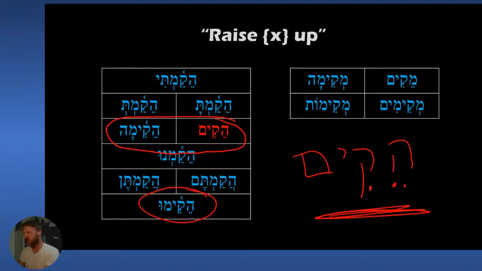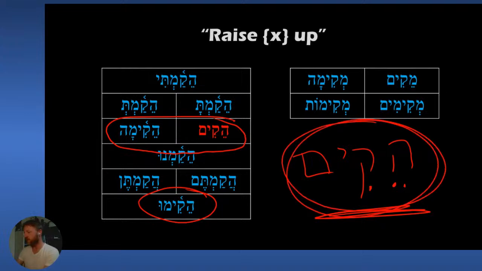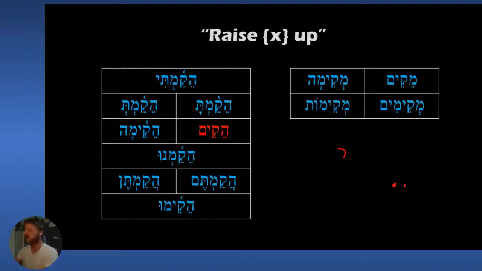And ekimu. So these are normal, following this pattern, what we just said happens. So kum, get up, becomes hekim, he got someone up. He raised him up, he woke him up, something like that. Okay? So the participle: mekim, mekima, mekimim, mekimot.